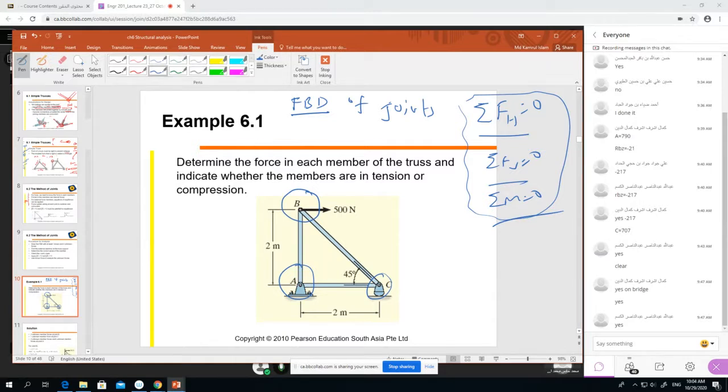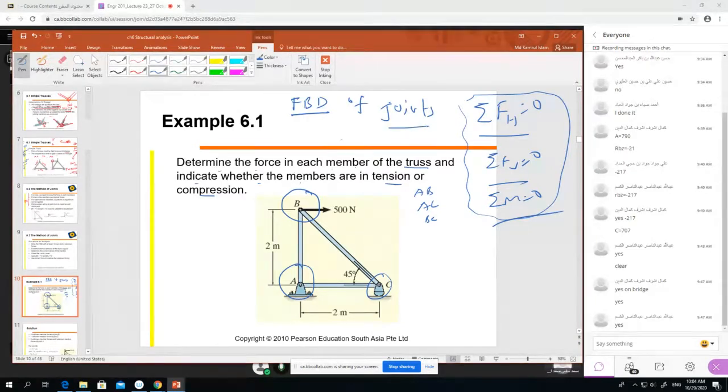Okay. So now they are asking a question. Determine the force in each member. What members do we have? We have member AB, member AC, and BC. Right, three members of the truss, and indicate whether it is tension or compression. That's what we have to do.